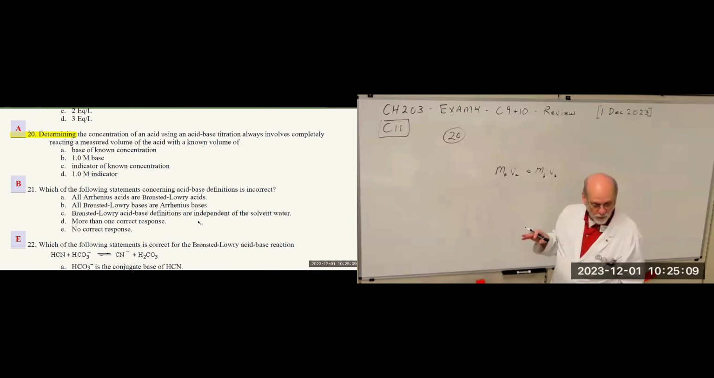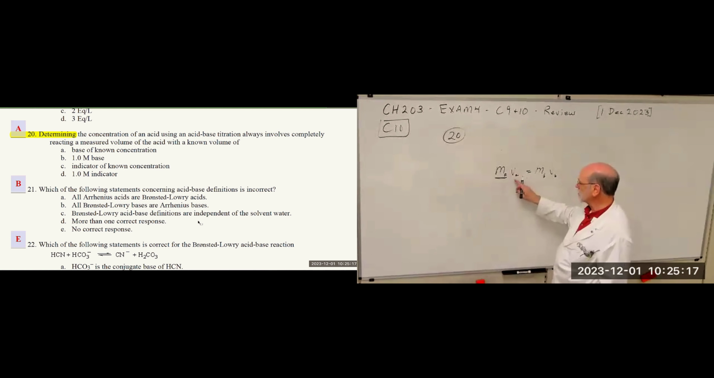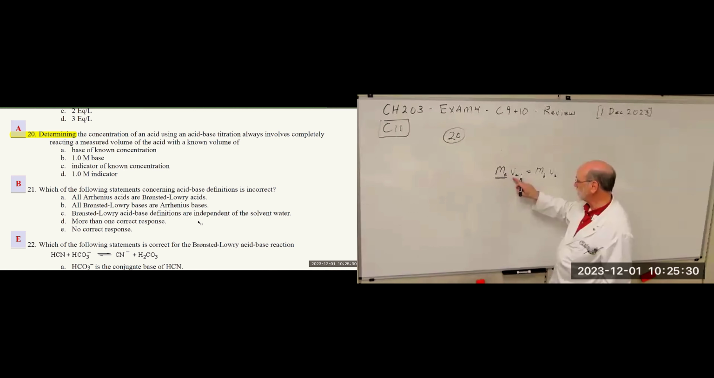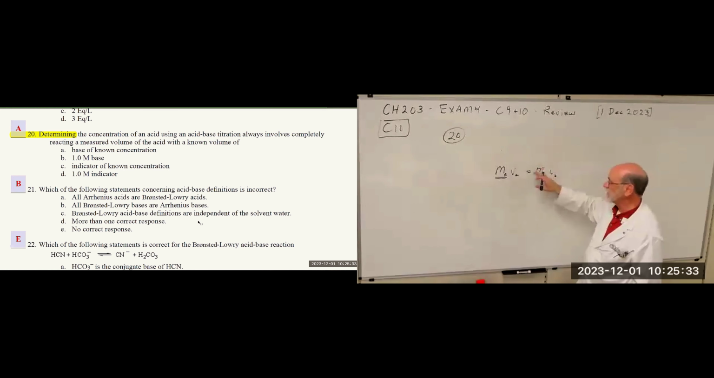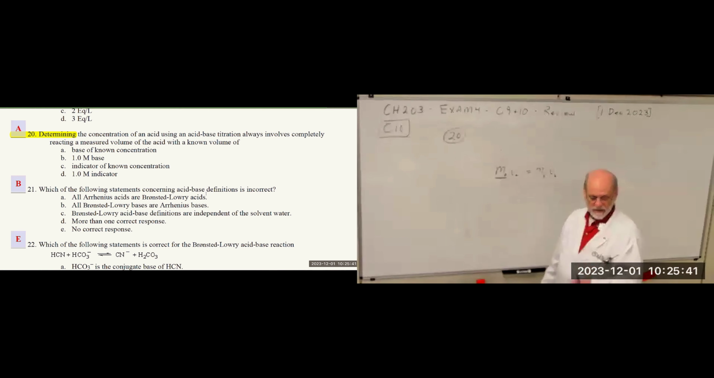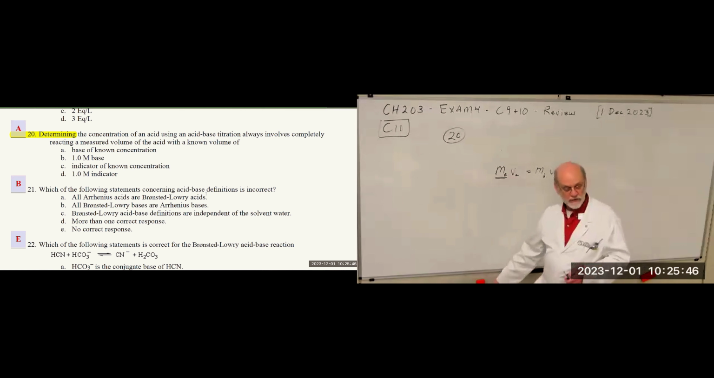Then you're looking for the concentration of the acid. This is your unknown. So you have a measured volume of acid, and then you titrate it with a volume of base of a known concentration. This gives you the number of moles. Then all you have to do is divide the volume of your acid into the number of moles, and you have the concentration of the acid. So A is the correct answer. You need a base of known concentration in order to do the titration.